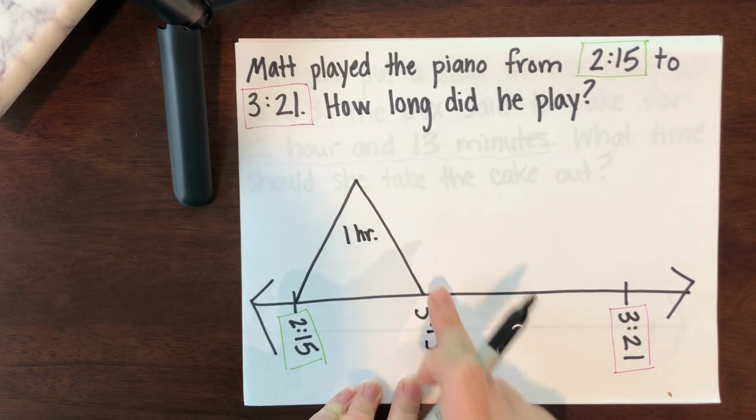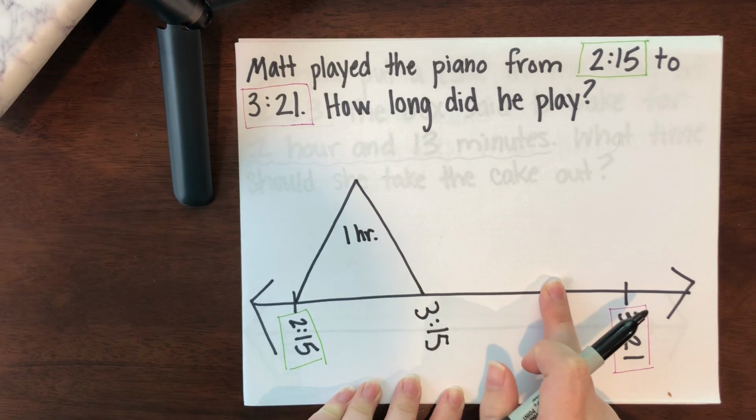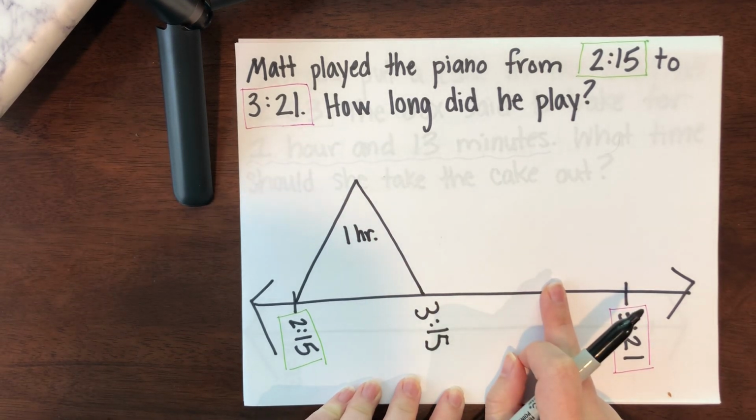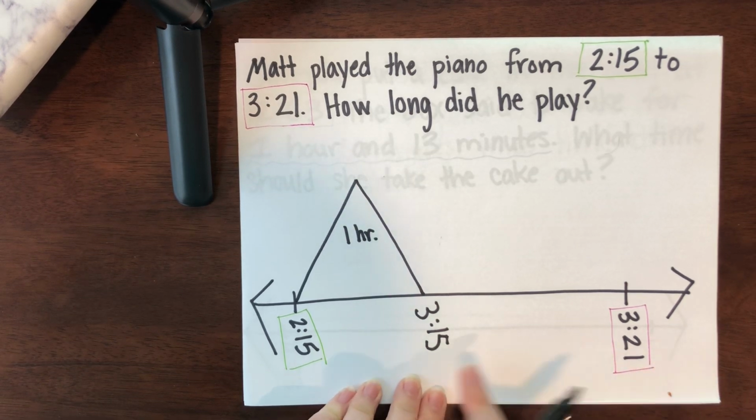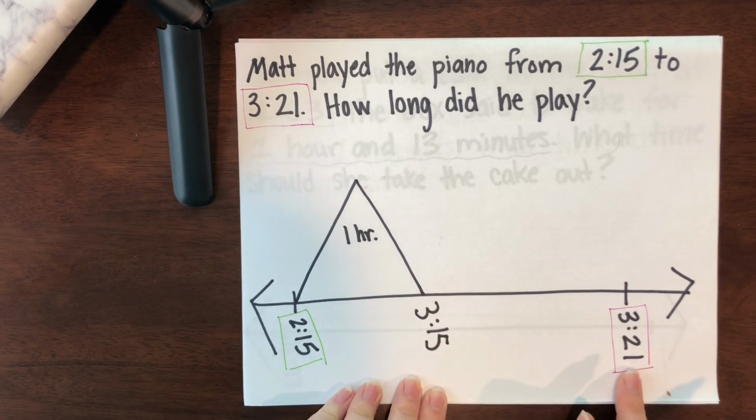So if I added another hour here, I would get to 4:15, which is past my end time. So I know I can't draw a mountain. Next, I could draw a hill. So I could draw a hill of 5 minutes, of 10 minutes, or of 30 minutes. Since I know 3:15 is pretty close to 3:21, I'm going to start with a small hill.